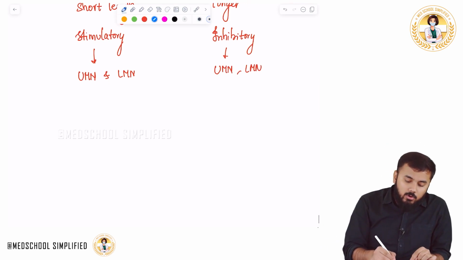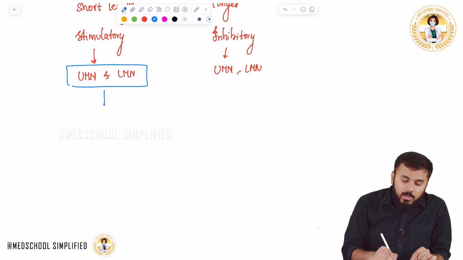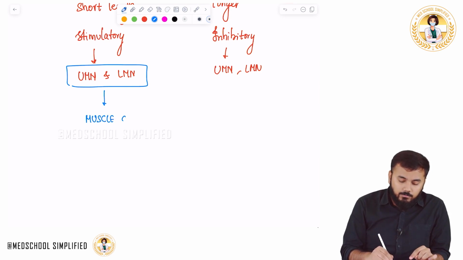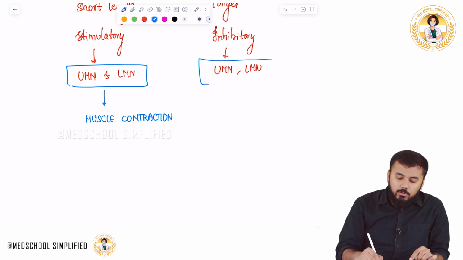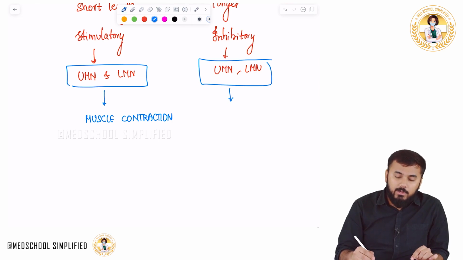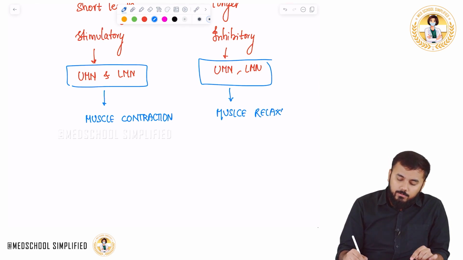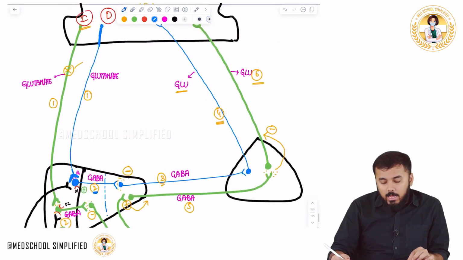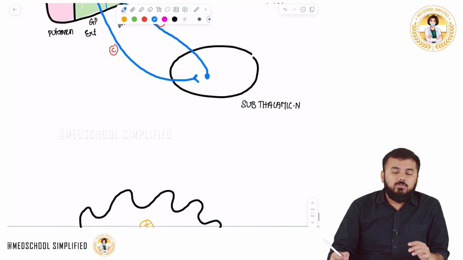If upper motor neuron and lower motor neuron, both of them are activated, this would lead to what? Muscle contraction or muscle relaxation? This would lead to muscle contraction. Next, upper motor neuron and lower motor neuron inhibition will lead to what? This would lead to muscle relaxation. Okay, so these are some of the very important pathways which you need to know, guys.